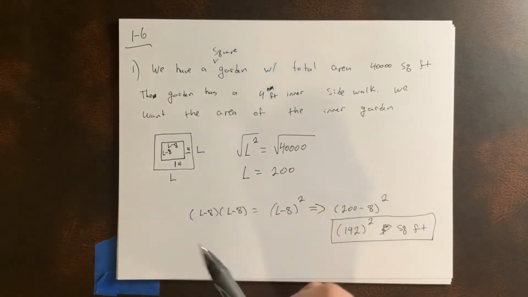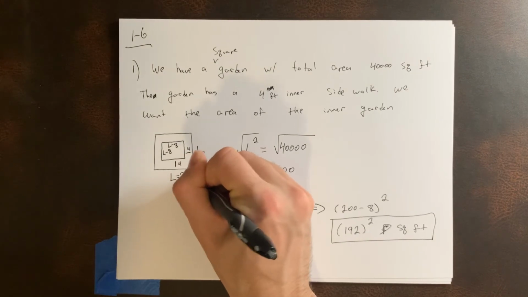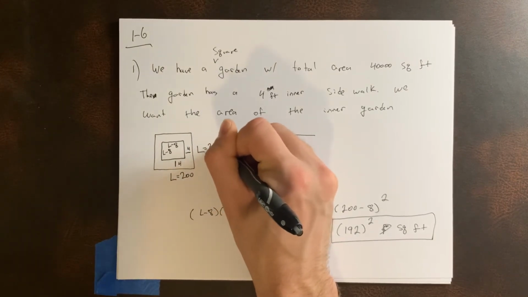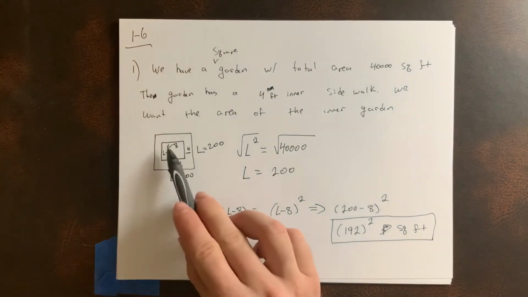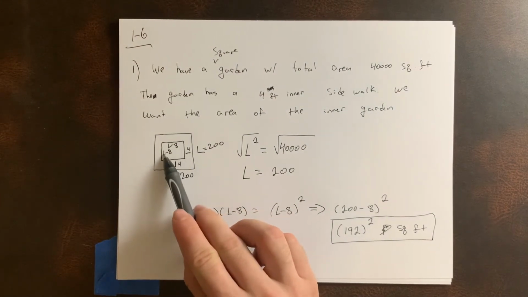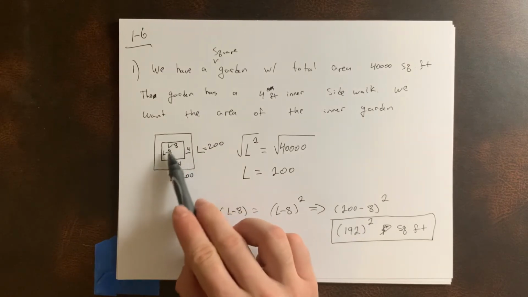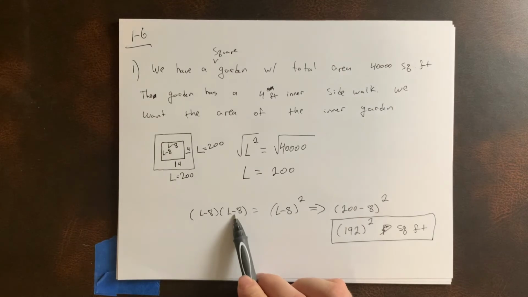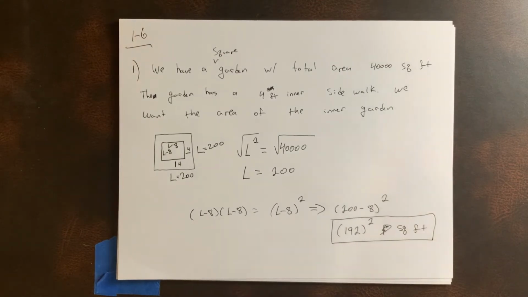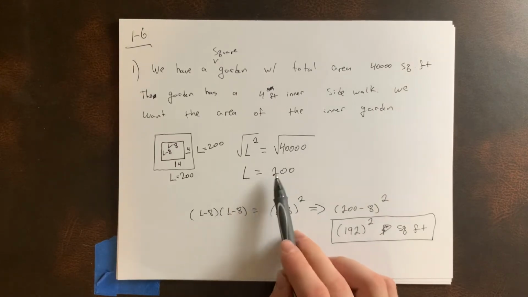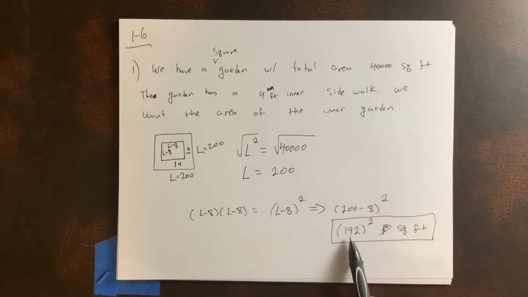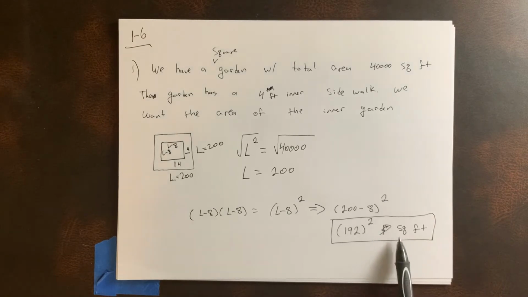So we know that this length right here is 200. And then we want to find the area of the inner garden, so this little inner square. Well, the sides of the square are just L minus 8. So the area of this inner garden is just L minus 8 times L minus 8, like length times the width. But that's just the same thing as L minus 8 squared. But again, we saw L was 200, so we plugged 200 in for L. So we get 192 squared, which is going to be the area of this inner garden.